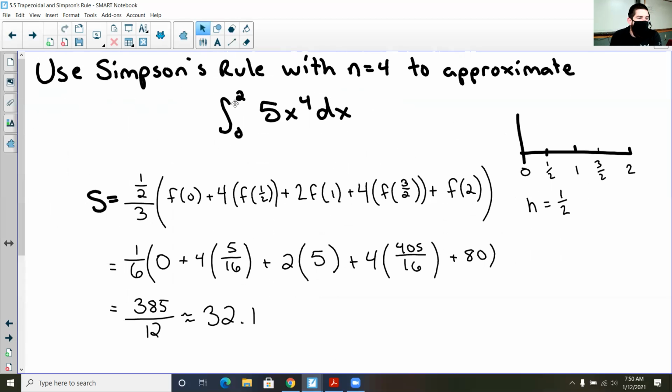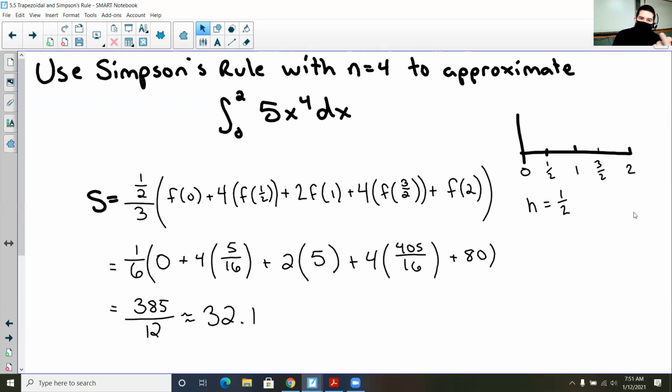All right, so I did the example using the trapezoidal rule. So here's just an example of how we would use Simpson's rule, approximating 5x to the fourth from 0 to 2. So from 0 to 2, I decided to break this up evenly into 1, 2, 3, 4 subintervals, which means that my height is 1/2. So I would have a first base of 0, my second base of 1/2, my third base of 1, my fourth base of 3/2, and my fifth base of 2.